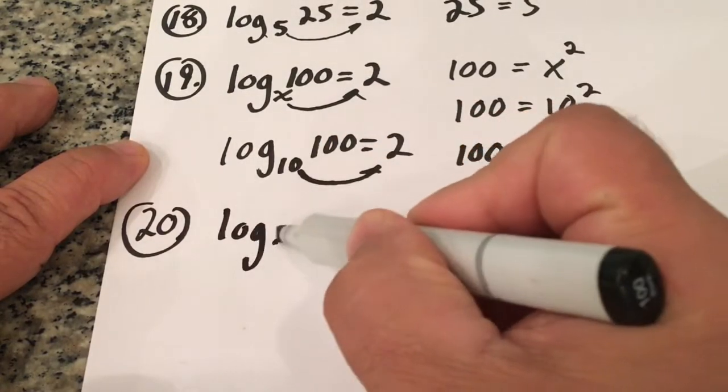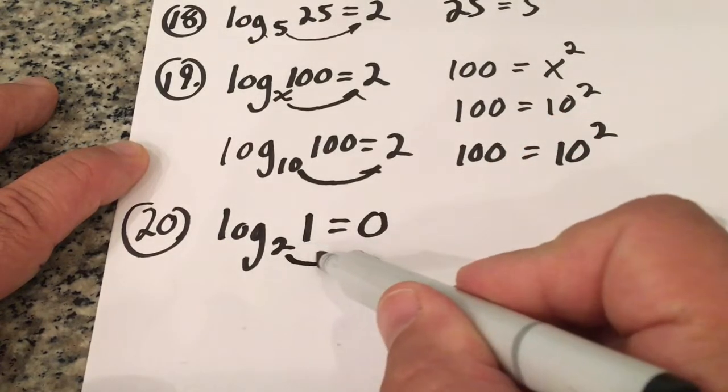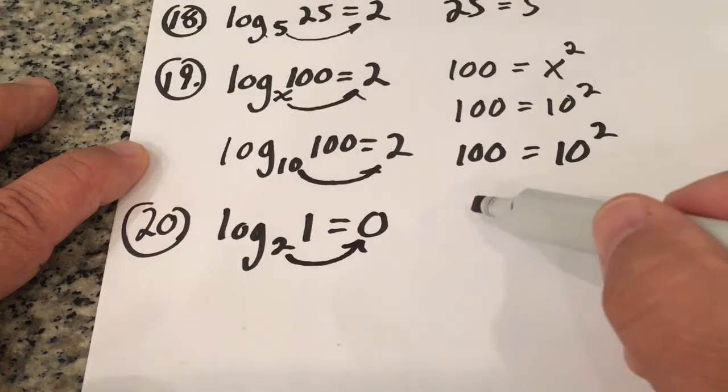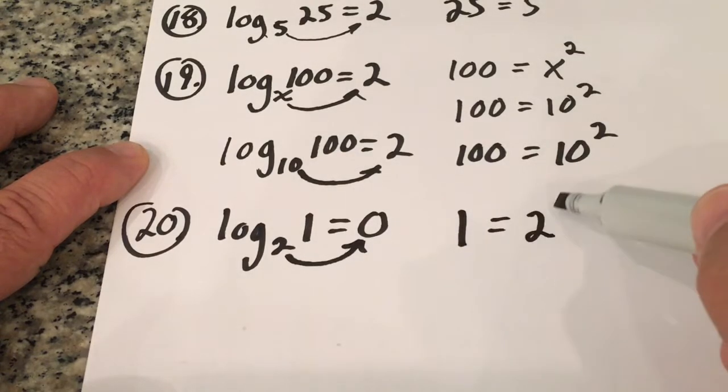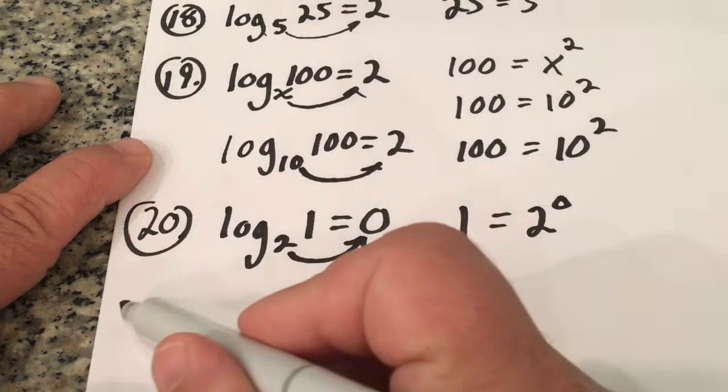Log base 2 of 1 equals 0. The 2 is going to kick up the 0, and that's going to give me 1 equals 2 to the 0. And as you walk into my classroom, one of my classroom questions is, what does 2 to the 0 equal? 2 to the 0 is equal to 1.